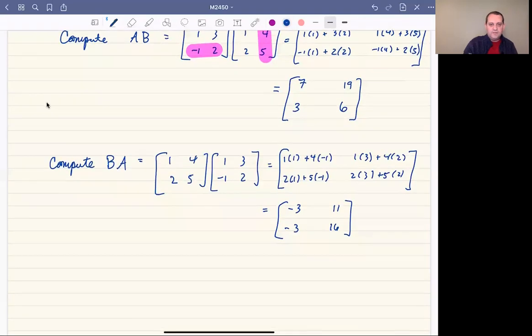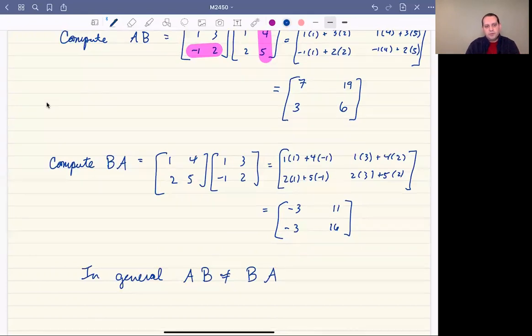Notice that we get a different answer depending on whether we multiply A times B or B times A. So in general, this is going to be true. In general, A times B is not the same as B times A. There might be occasions where the order doesn't matter, and so there will be occasions where they are actually the same, but in general, we can't assume that they're the same without any extra information, without actually computing it.